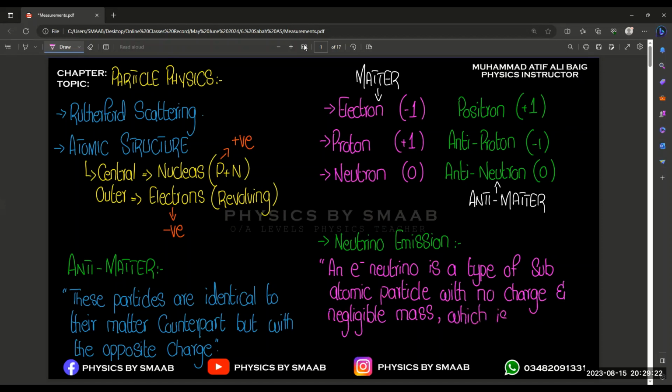It is also emitted from the nucleus. So when we talk about a nuclear fission or nuclear fusion reaction, we know that we either combine the nucleus or split the nucleus. During that reaction, an electron neutrino, a type of subatomic particle, comes out from the nucleus, right? And basically, there are two types of electron neutrino, right?